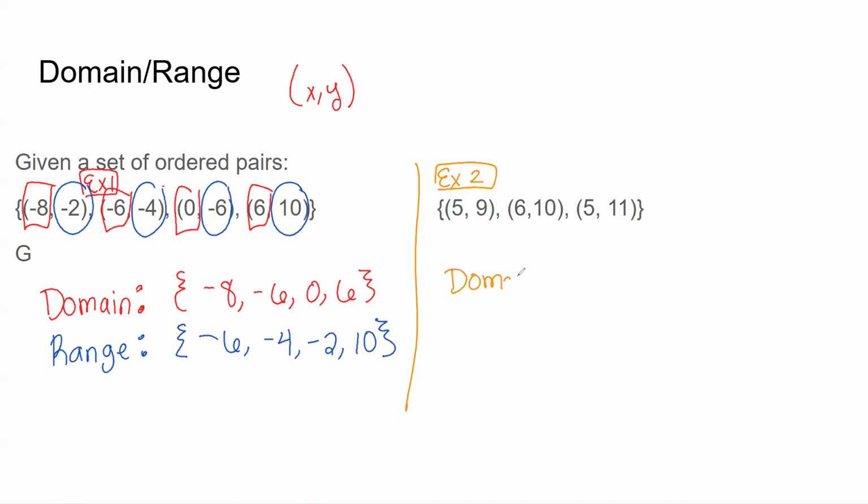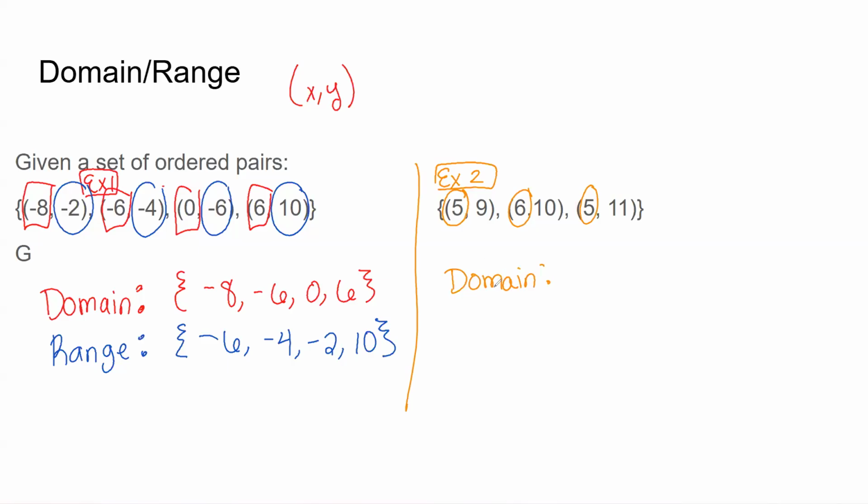Domain, I'm going to circle the x values in orange. So we have 5, 6, 5. And yep, 5 does occur twice. So that would not be a function. Again, watch that other video that I referred to a second ago if you want more info on that.